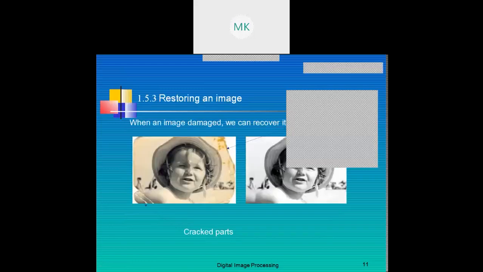Next is restoring the image. When the image is damaged, we can recover it by restoring the image. So this is the original image with some cracked parts as well as torn parts. This is the recovered image, that is, restoring an image without any discontinuities. Image restoration is an area that deals with improving the appearance of the image. However, unlike enhancement, image restoration makes use of mathematical or probabilistic models of image degradation.